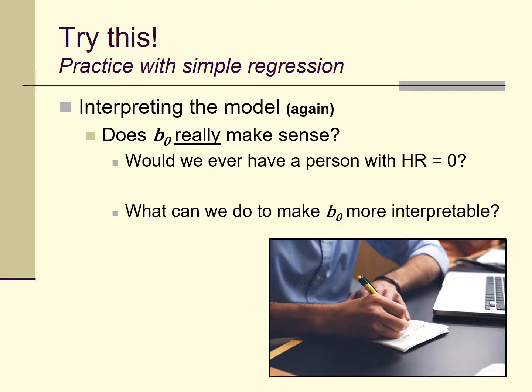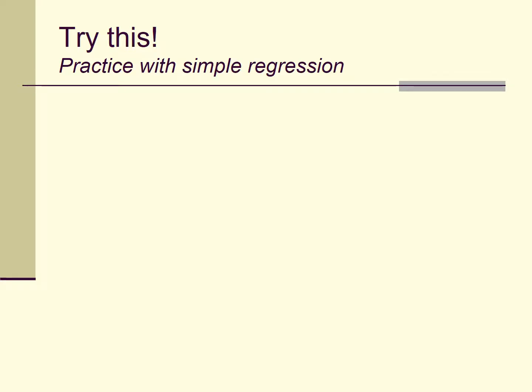It doesn't mean that the model is wrong or that it's mathematically incorrect to compute a value for b sub 0. It just means it's a little bit difficult to interpret, practically speaking, what that value means or what it's good for. You might have the question, well, is there anything we can do to make b sub 0 more interpretable, more useful for us? And the answer is yes.